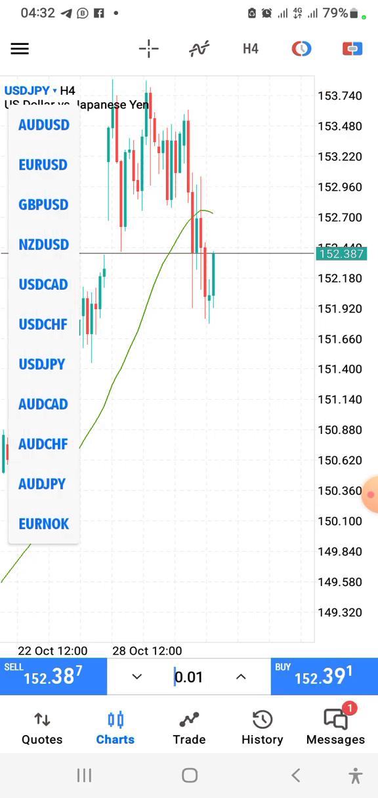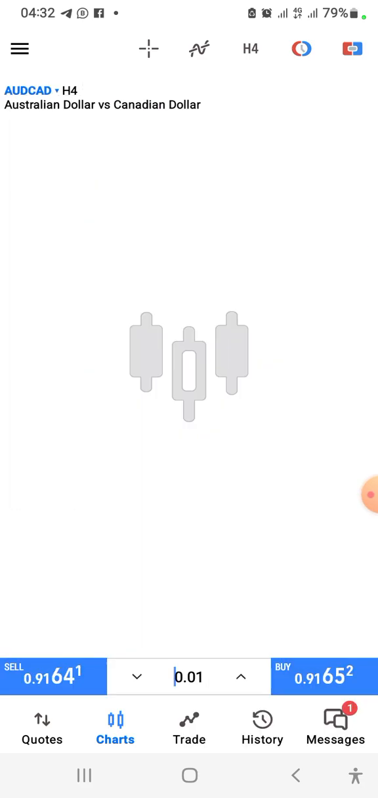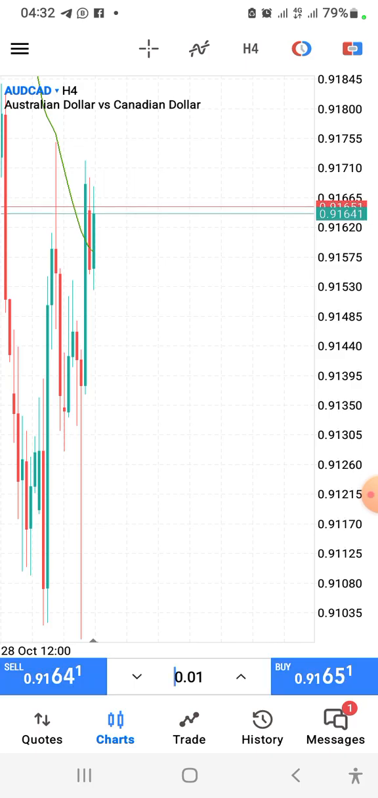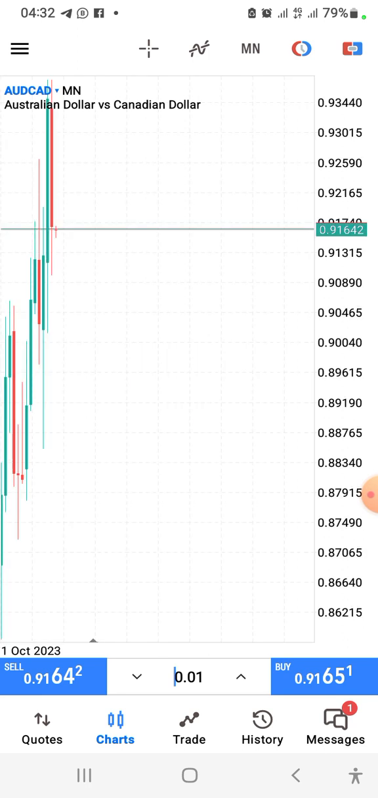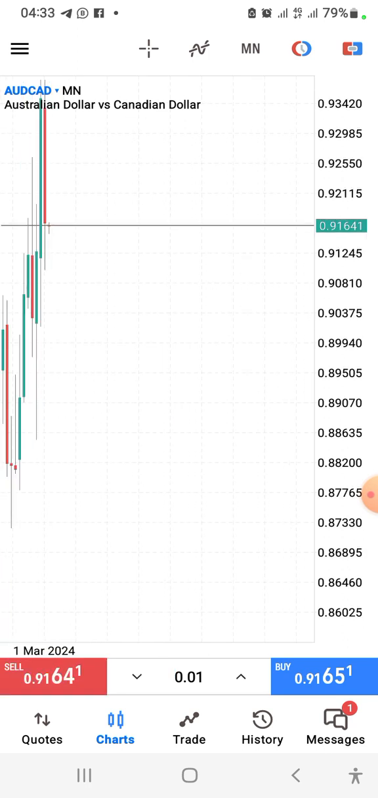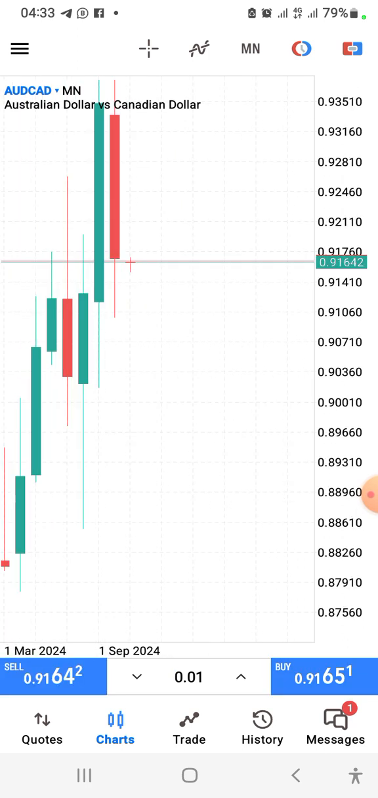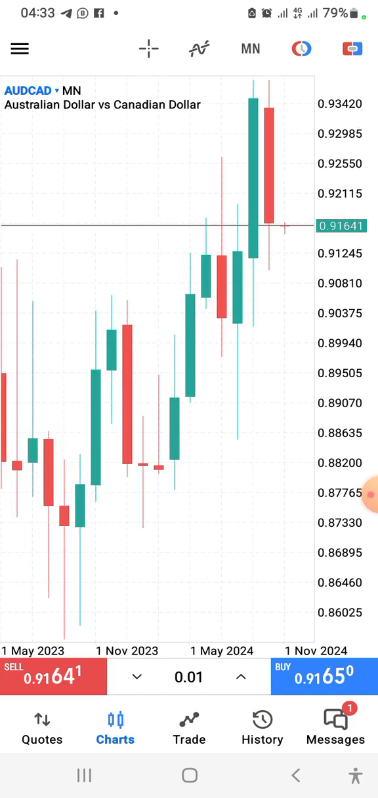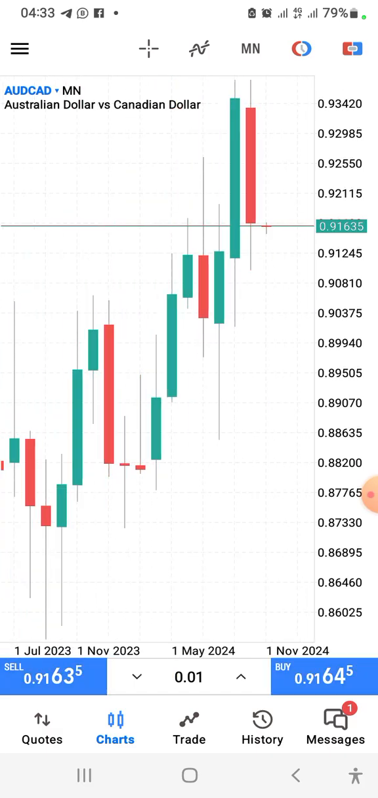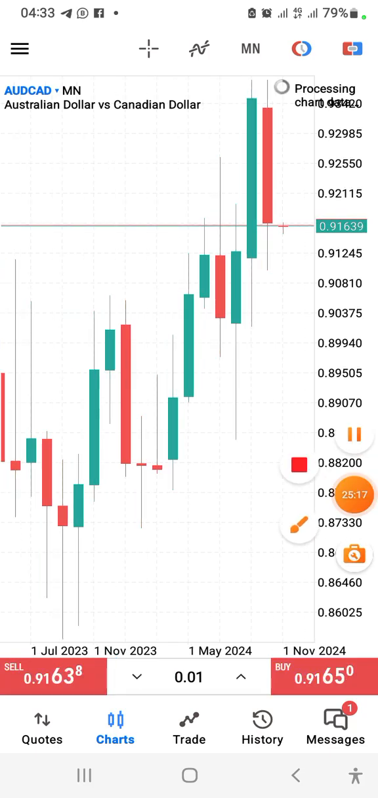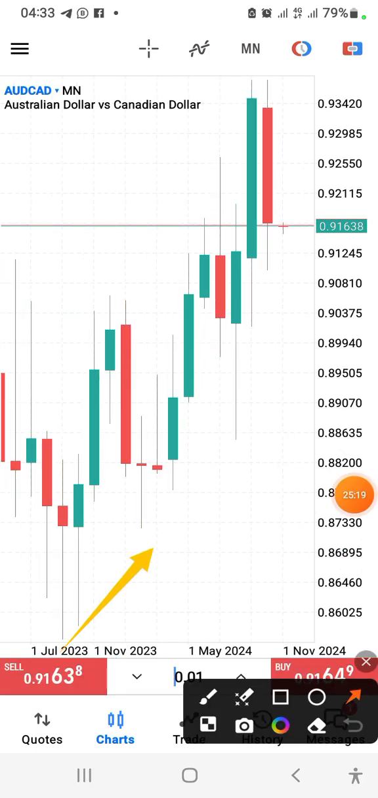Now let's move on to Australian dollar, Canadian dollar. For the month, let's see what is happening. The month is already on an uptrend. You can see the trend line. If I draw my trend line here, you agree with me that the market is in an uptrend. So there might be a pullback.